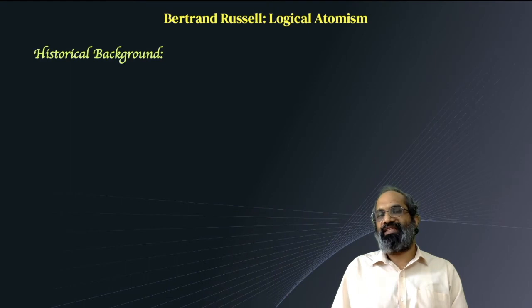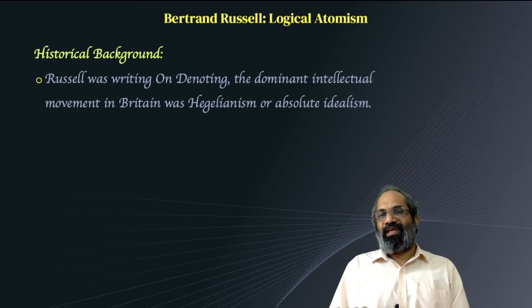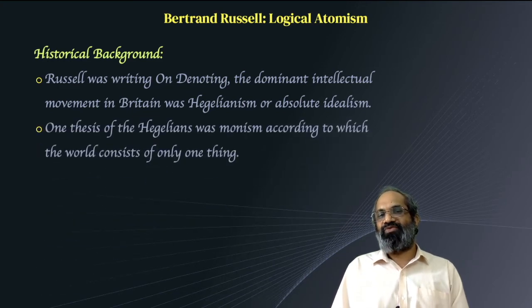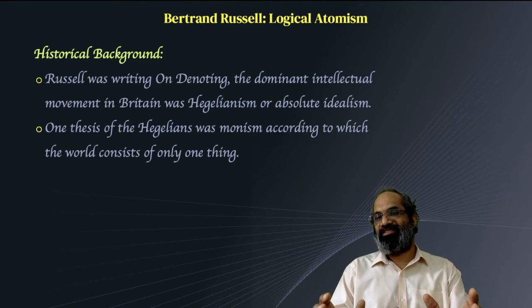If we go to the historical background of this logical atomism, we have the Hegelian principle. When Russell was writing On Denoting, the dominant intellectual movement in Britain was Hegelianism or absolute idealism. We have already studied that it was the revolt against these idealist metaphysics which gave birth to analytic philosophy. One thesis of Hegelians was monism, according to which the world consists of only one thing.